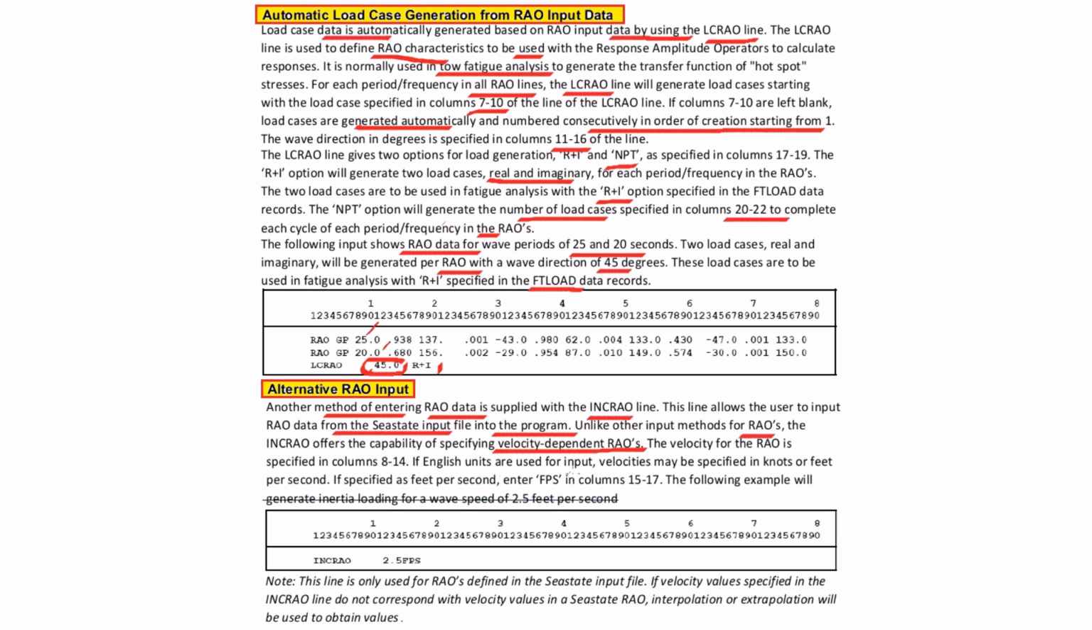If English units are used, input velocities must be in feet per second, FPS. The following example will generate inertia loading for a wave speed of 2.5 feet per second. This line is only used for RAOs defined in the C state input file. If velocity values specified in the INC RAO line do not correspond to the velocity values in C state, interpolation or extrapolation will be used to obtain values.